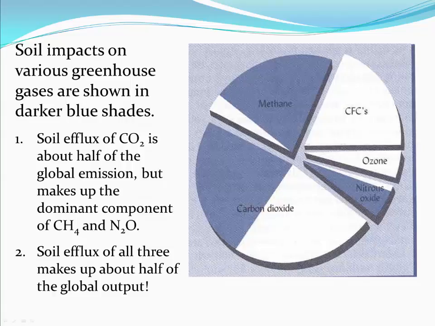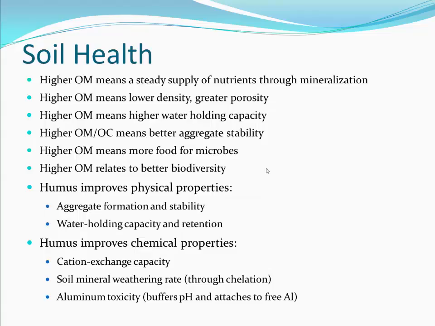And you can see the impact of the various greenhouse gases here. The parts that come from the soil are in blue. So this piece of the pie represents the total methane released, and you can see most of the total methane comes from soil. About half of the carbon dioxide that's released to the atmosphere comes from soil, and most of the nitrous oxide comes from soil. Now the CFCs and the ozone, that's other anthropogenic sources. Let's talk about soil health real quick.